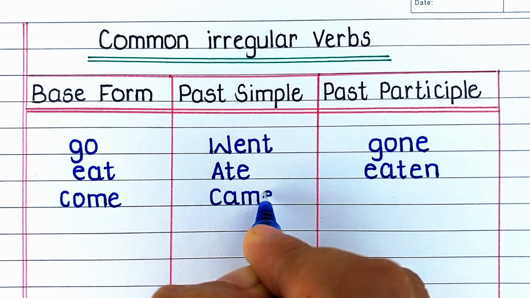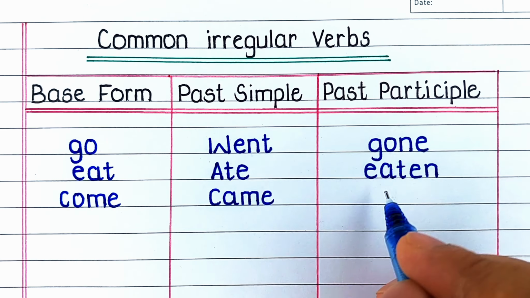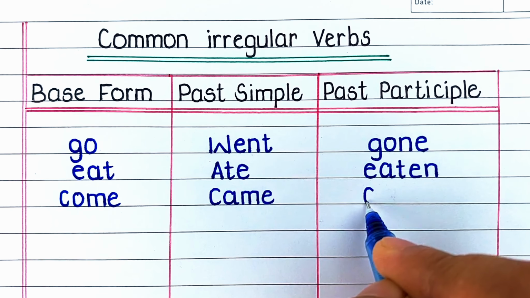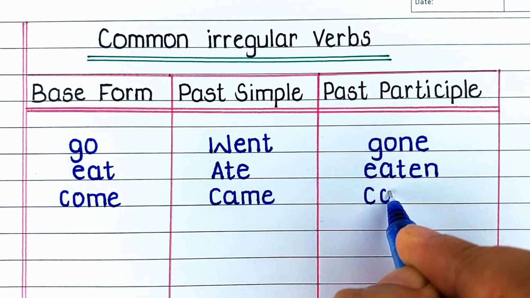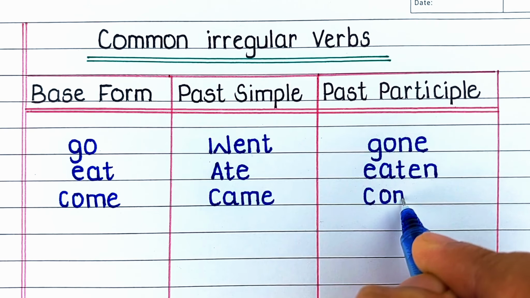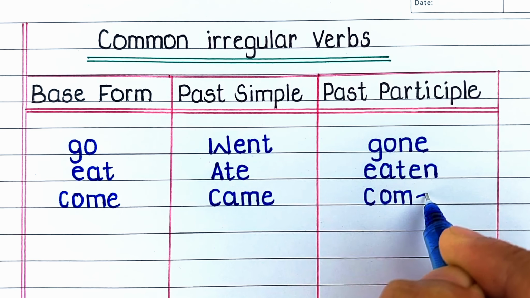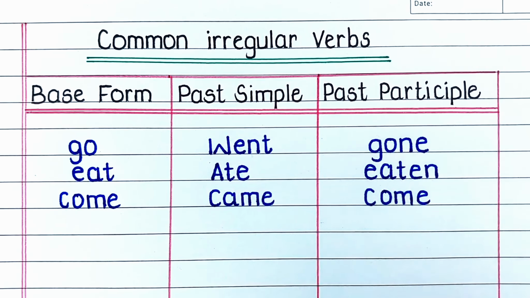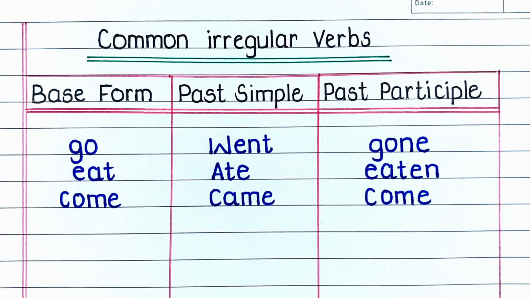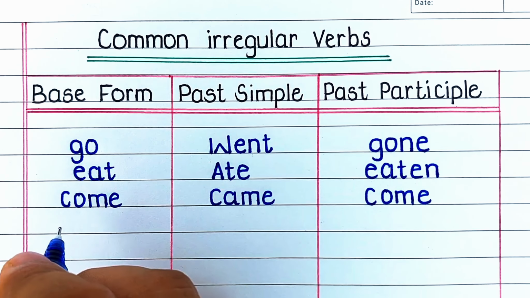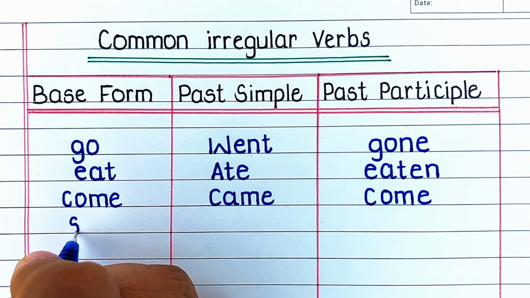The first verb is go. Its past simple form is went, while its past participle form is gone. Next word is eat. Its past simple form is ate and past participle form is eaten. Next word is come. Its past simple form is came, past participle form is come.